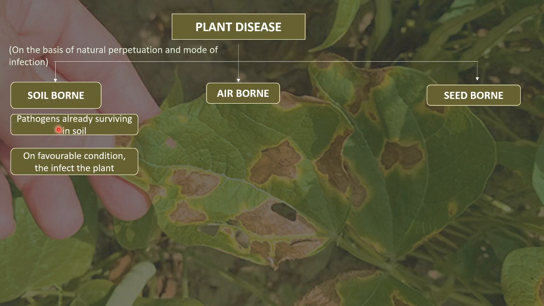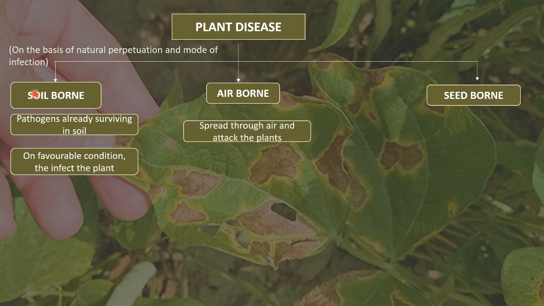Whatever the pathogen is, say for example fungi, all of its spores are already present in the soil, and it originates from soil. But when favorable conditions are not available, it will remain dormant in the soil. As soon as it gets favorable condition, it will start infecting the plant. It will start entering the plant from the soil, and therefore it is known as soil borne disease.